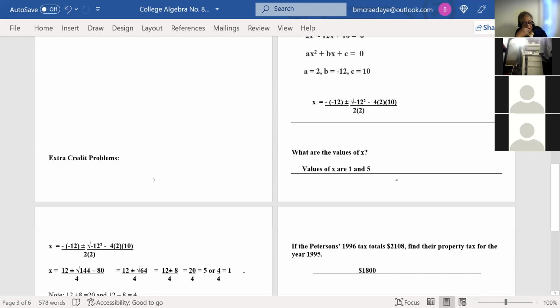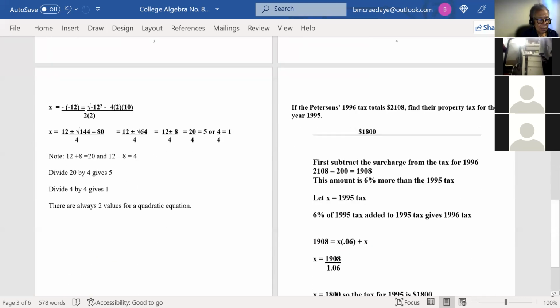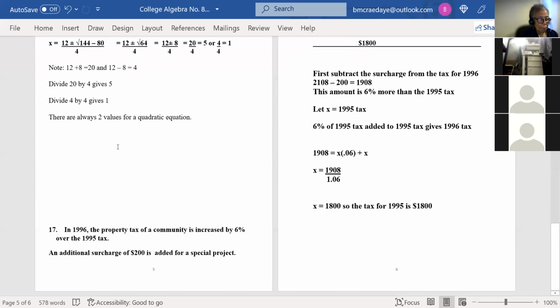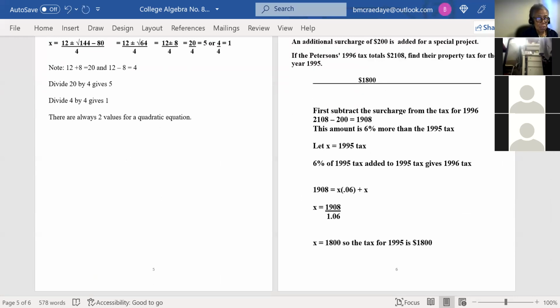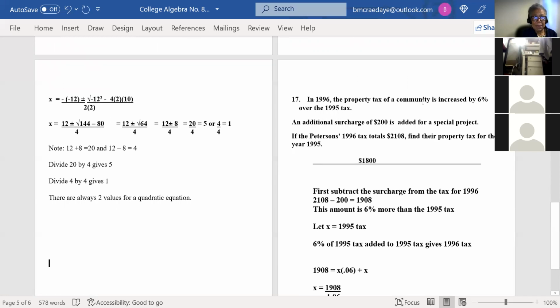All right, next one was the last one. That was with the tax, right? Yeah. Okay. Now, you got property tax for 2 years. And what were you told here? Let's look at what we're given. Okay, 1996, the property tax increased by 6% over the 1995 tax.